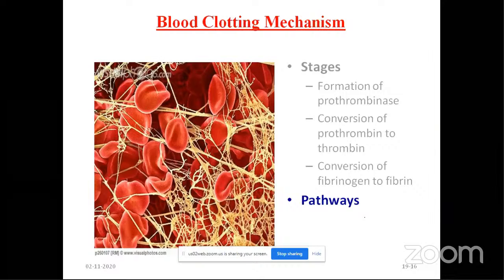And for the formation of the first step, the prothrombin activator or prothrombinase may be initiated either by tissue trauma or by damage to blood vessels or by both. So there are two pathways, extrinsic as well as intrinsic pathways, which are responsible. As you can see in this diagram, these are the fibrin fibers forming the mesh, the yellow ones.